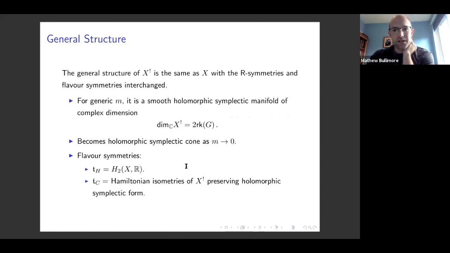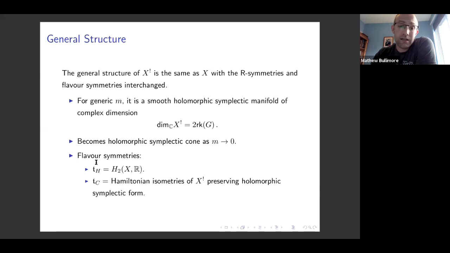So in particular, for generic values of the masses, it's going to be a nice, smooth, holomorphic symplectic manifold, under my assumptions at least, whose complex dimension is given just by the rank of the gauge group. The dimension, at least, doesn't depend on the matter representation. And again, just like before, it becomes conical as I send the mass to 0, and is part of this larger moduli space that you have. And again, the flavor symmetries can be recovered in a similar way.